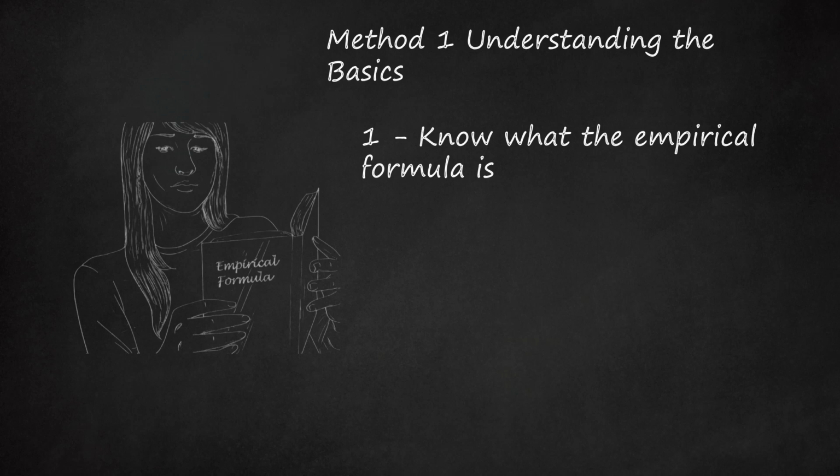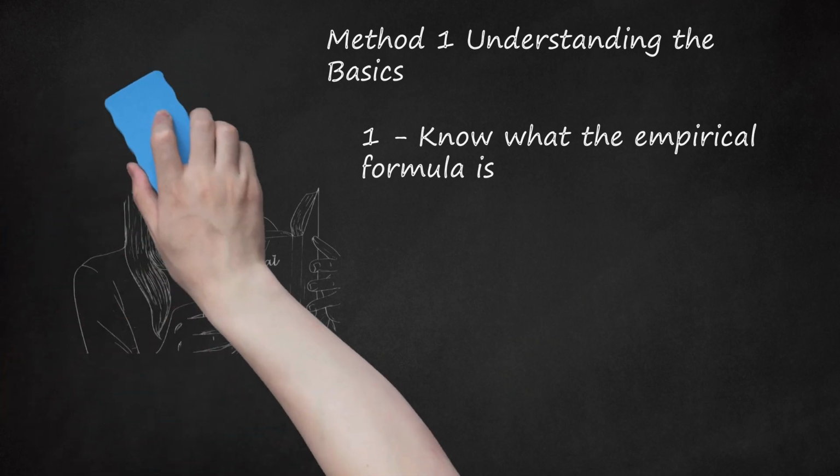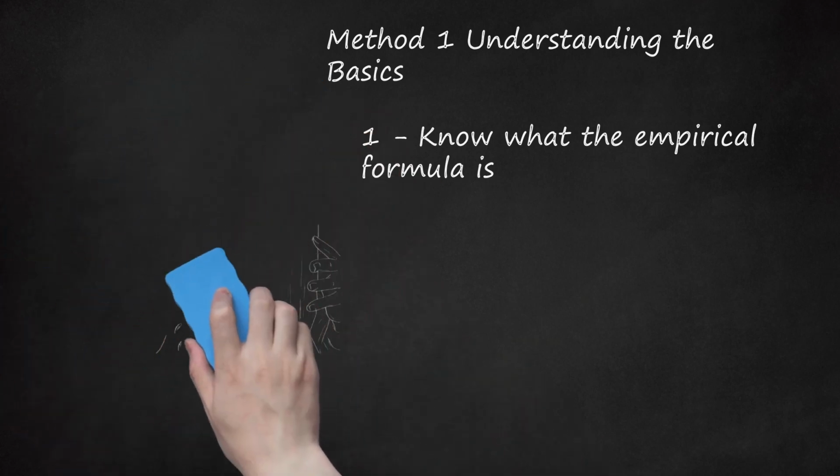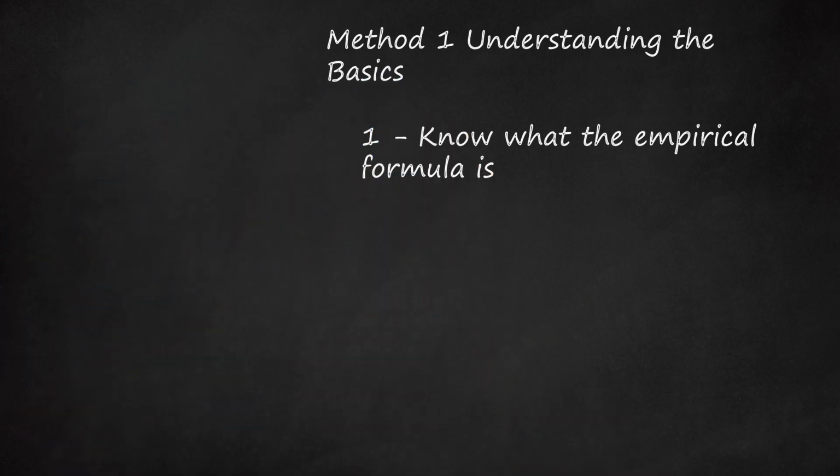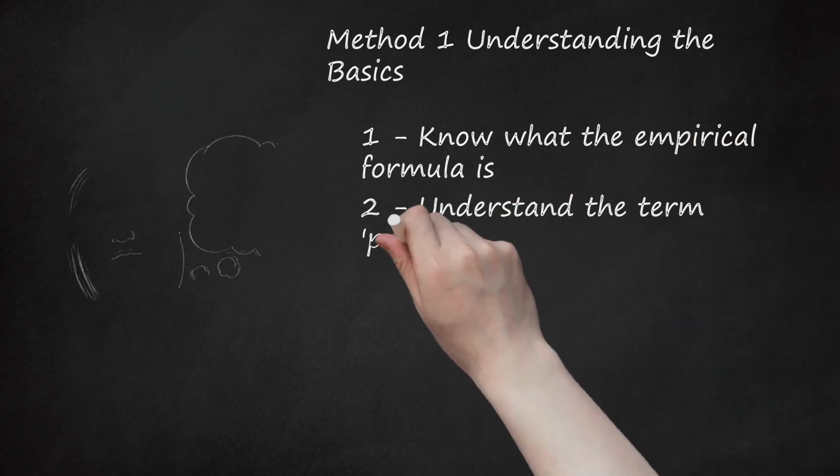For example, a compound that is made up of 40.92% carbon, 4.58% hydrogen, and 54.5% oxygen would have an empirical formula of C3H4O3. We will go through an example of how to find the EF of this compound in Part 2. 2. Understand the term percent composition.